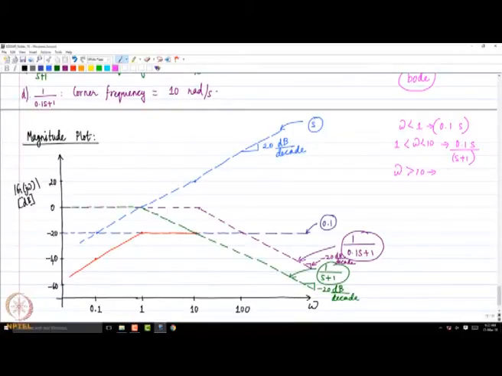From omega greater than 10, I will have all the terms coming into play. So I will have this 1 by 0.1 s plus 1 also starting to contribute. It will contribute a slope of minus 20 decibels per decade. So in essence, at 100, I should have minus 40. Let me just quickly erase this so that I draw it properly.